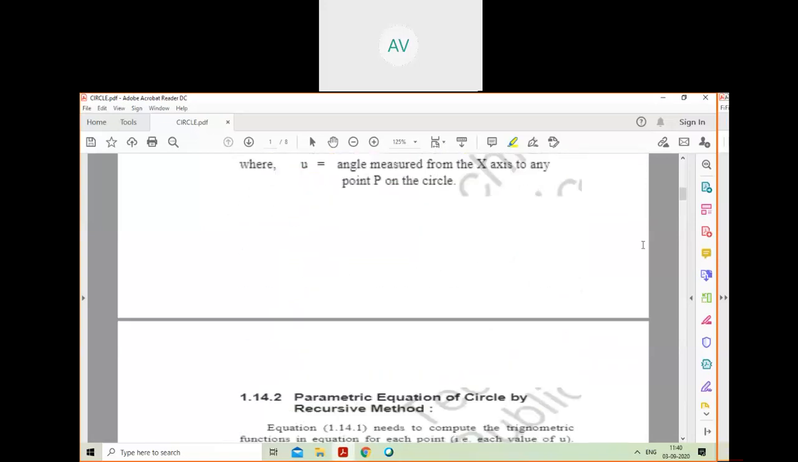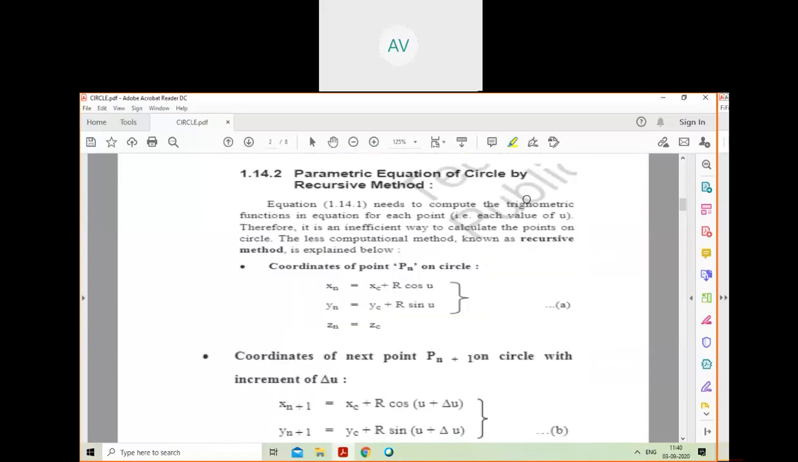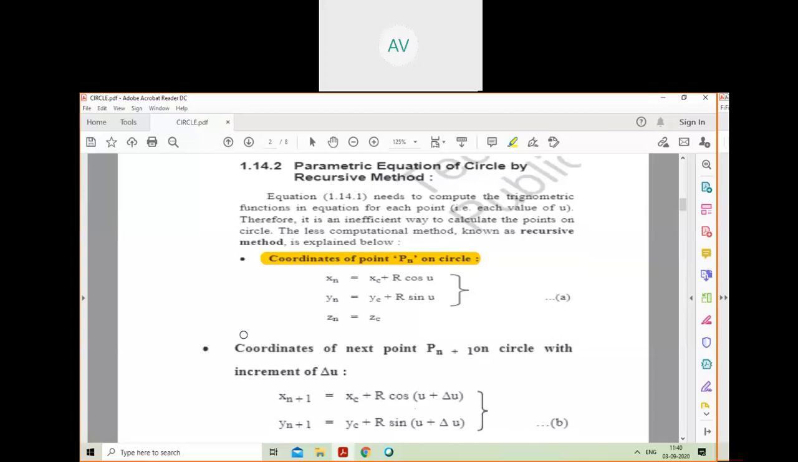So the coordinates of point Pn on a circle will be xn equal to xc plus r cos u, yn equal to yc plus r sin u, and zn equal to zc. Now the next point coordinates we have to calculate. What will happen?